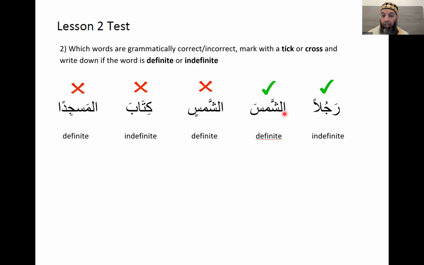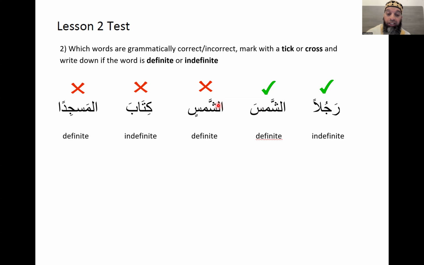Next one, ash-shamsa. So in this case, it has an al, so the ending has to be single. Can't be double. Correct. So this one is correct. Yes, that means the sun.